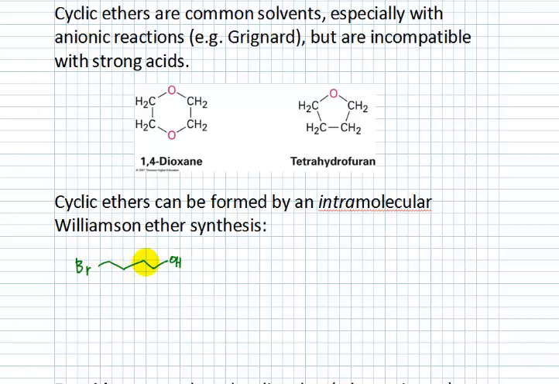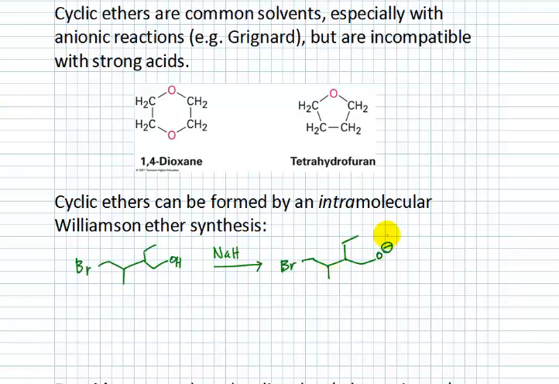I can do this 1, 2, 3, 4. So 4-bromo, 1-butanol. Here, I'll even put a couple of methyl groups on there. Let's put an ethyl on number 2 and a methyl on number 3, just for fun. So what I can do to make this into a cyclic ether: sodium hydride to deprotonate the alcohol. Oops. O minus.